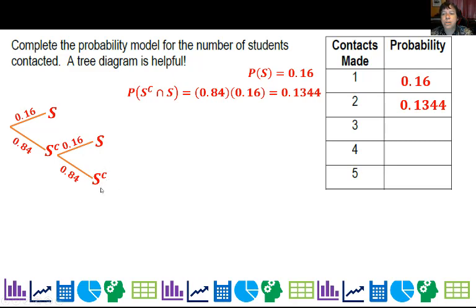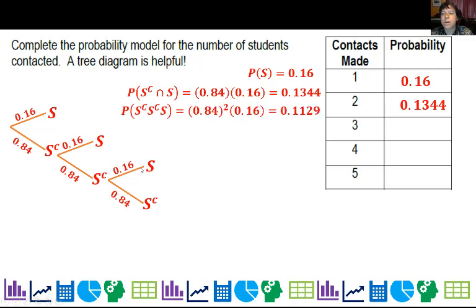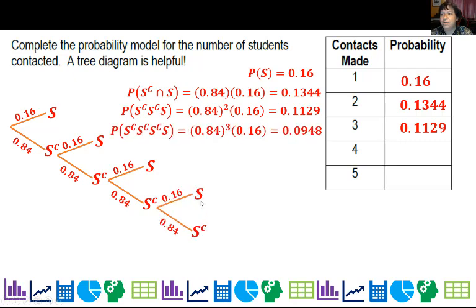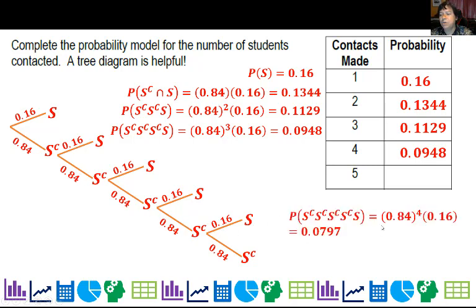Here, I still haven't reached anyone, so I'm going to try again. And hey, success. So that's 0.84 squared times 0.16, which is 0.1129. So this is 3 tries to get to a stat student. Here, I got to try again. So let's try again. Here, I made it on 4 tries. All right. And then finally, I'm going to do my 5th try. So what I could do is I could say, okay, I have success here. So that's 4 students, and then I found my stat student. Or this is the case where I have no luck at all. And that's what we calculated in the example just above this.